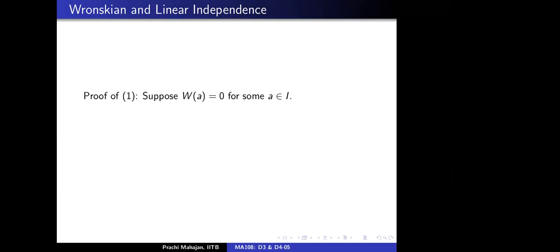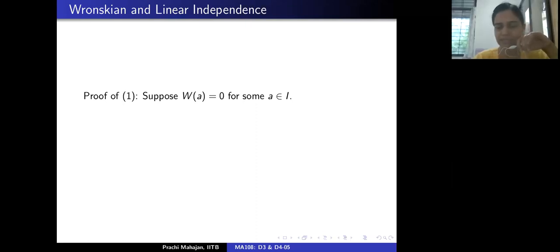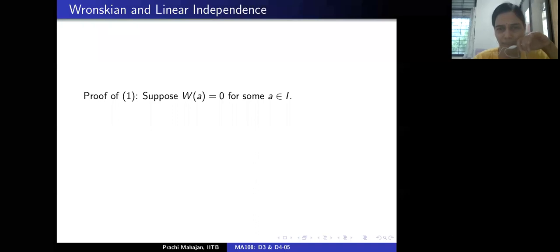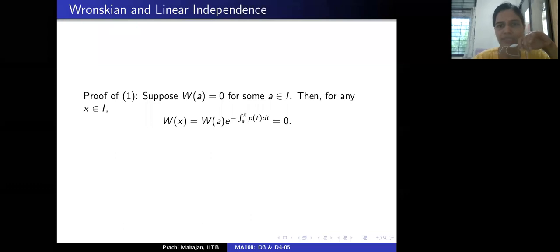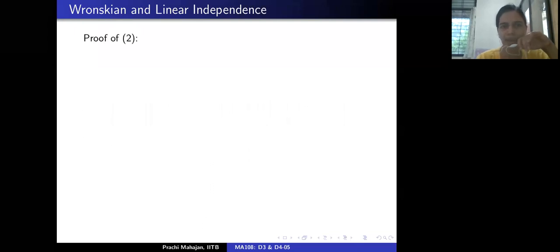Let's look at the proof of the first part, which means that if the Wronskian is 0 at one point, then we need to show that the Wronskian is 0 identically. This is straightforward from Abel's formula, because if the Wronskian is 0 at one point, then Abel's formula says that the Wronskian at any other point x is the Wronskian at the point A times a certain exponential, which implies that the Wronskian is identically 0, and we are done with the proof of part 1. Now let's look at the part 2 proof.